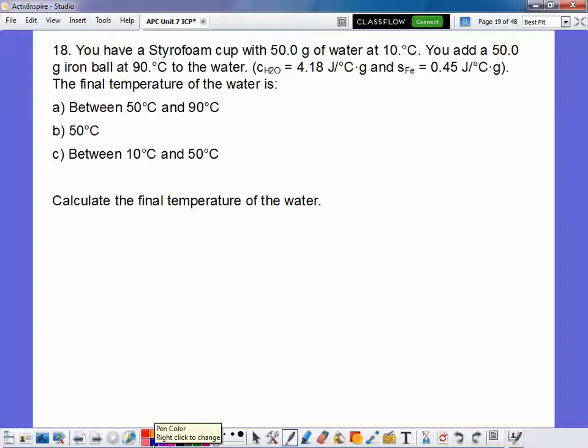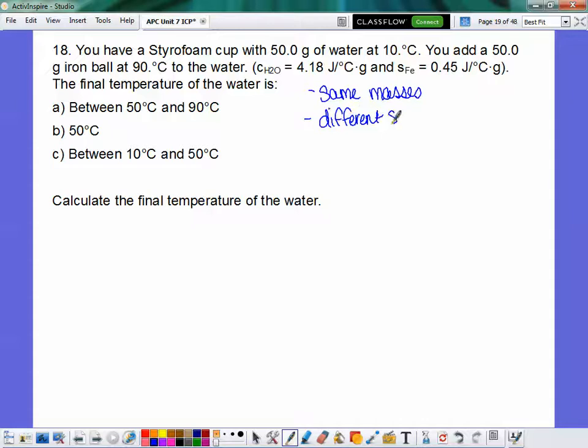Number 18 is just like number 15, but you can still predict without doing any calculations. You can predict the range where it's going to end. Actually, it's different from number 15 in that the masses are the same here, but we have different substances. So we have different specific heat capacities, but the same masses.